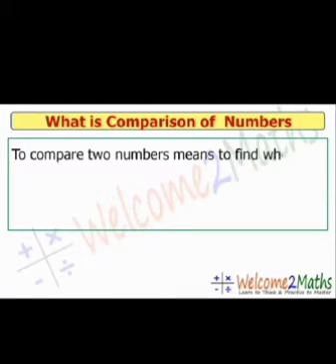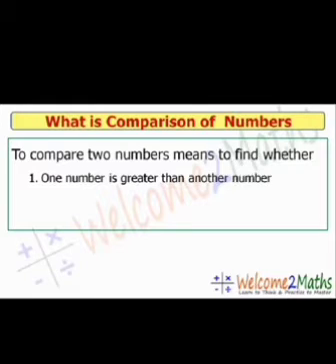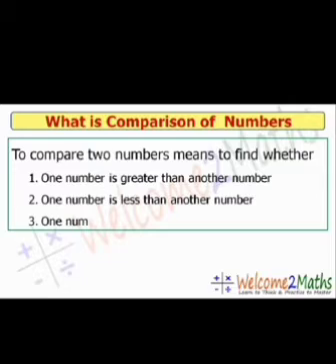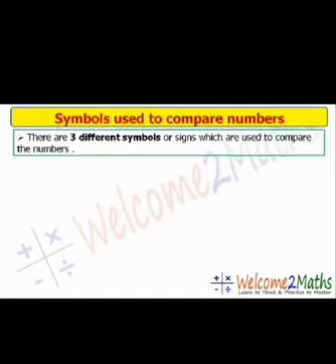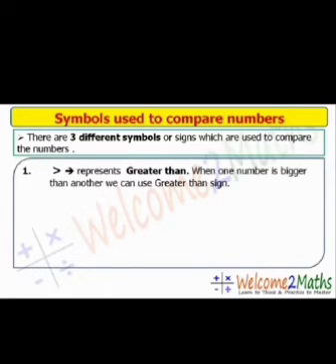Comparison of numbers. To compare two numbers means to find whether one number is greater than another number, one number is less than another number, and one number is equal to another number. Now let's see the symbols that are used to compare numbers. There are three different symbols or signs which are used to compare the numbers.